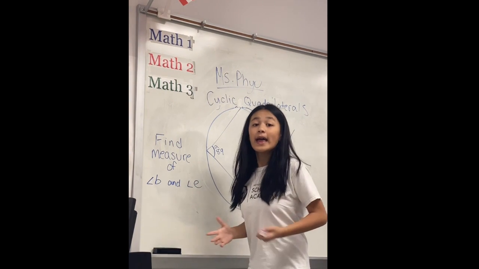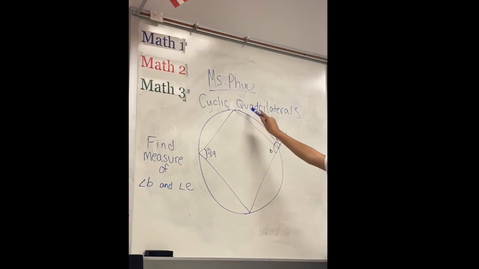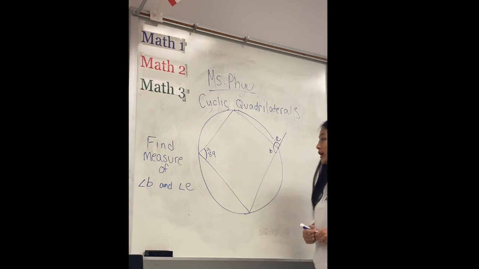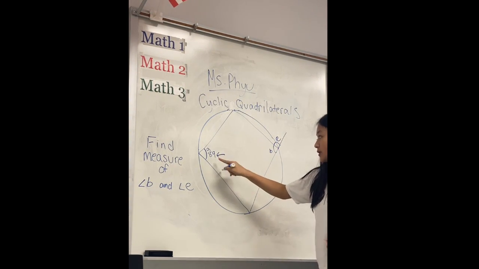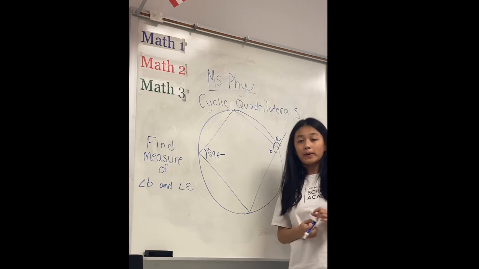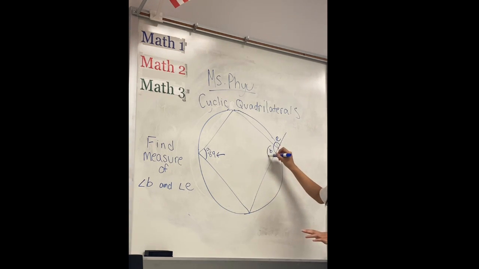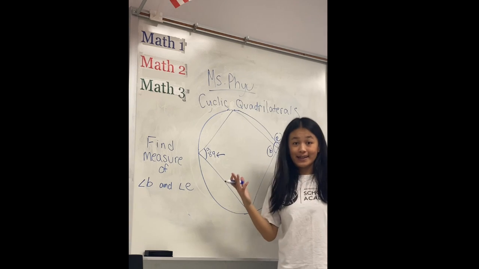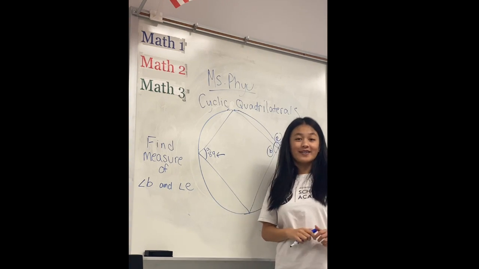For the first practice problem, we have a cyclic quadrilateral, and the measure of angle A equals 89 degrees, and we want to find the measure of angle B and angle E. So how would you do that?